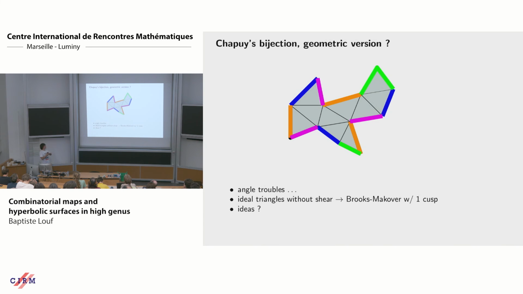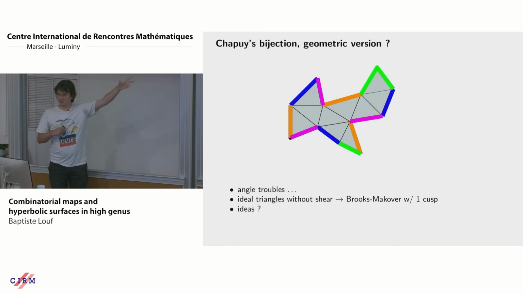So if you do it without shear, then there are no compatibility conditions, and then you do all this bijection here, and you obtain a hyperbolic surface with exactly 1 cusp. And that's just the Brooks-Makover model when you restrict it to have only 1 cusp. Yeah?